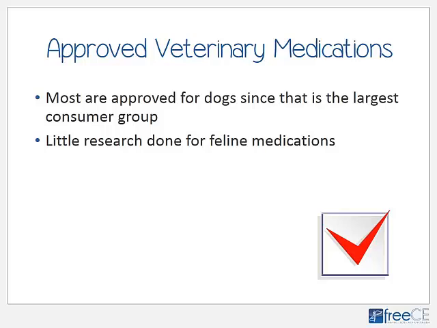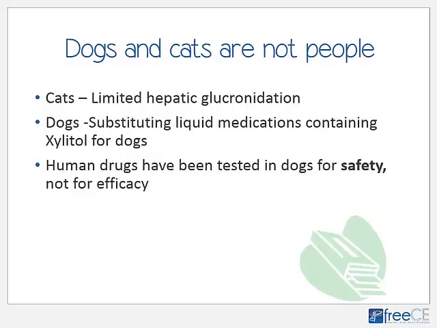You will note that most of the FDA-approved veterinary medications are labeled for use in dogs. Very little research is done to approve medication for cats, which is unfortunate and something that the industry is trying to change. What are the specific physiological differences between pets and people? First, there are more similarities than differences. However, the differences can be significant.